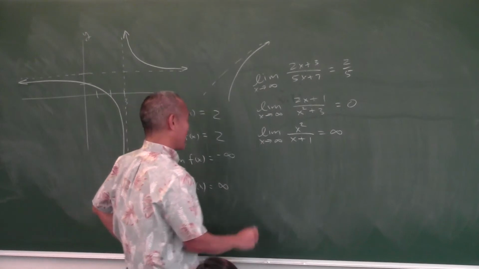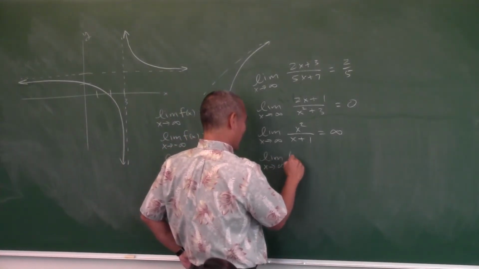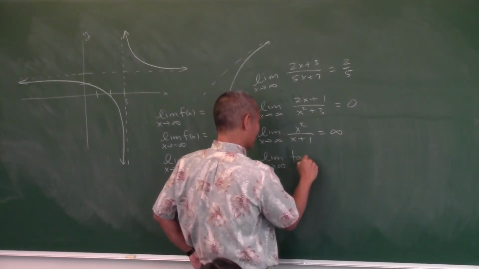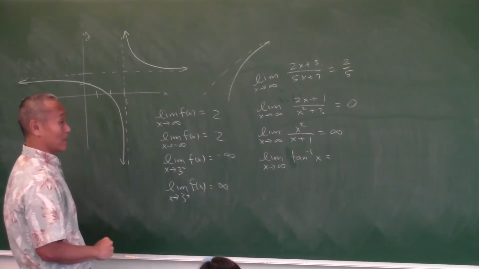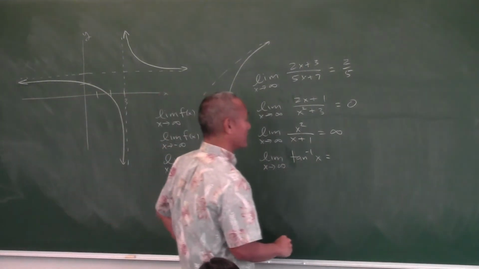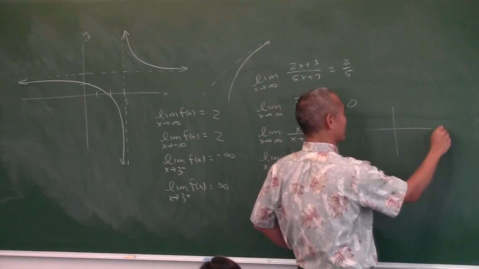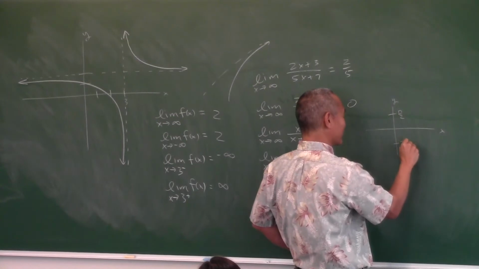Okay, let's look at some other cases. What is the limit as x approaches infinity of tan inverse x? Now sometimes you just have to know what the graph looks like. Some of us remember, some of us are still lazy on our inverse trig graphs. Now if I draw the graph for you, of course you're going to get it.